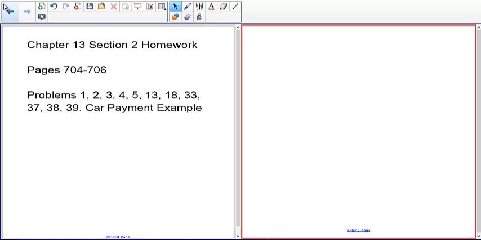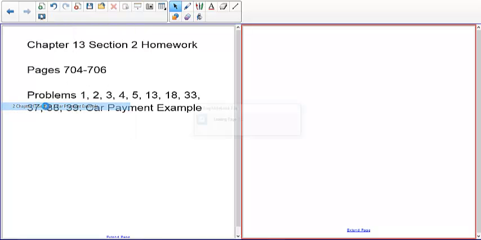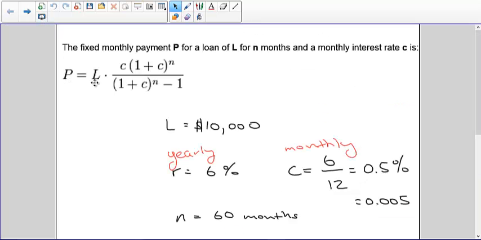Okay, so let me save that. So I have one called car payment example. Now, there's a formula for calculating the payment based upon the loan, the monthly interest rate, which is the interest rate per payment, and the number of payments. So I'm just going to demonstrate how the formula works, and then we can use the results of that formula to know what the payment is to get to zero balance.